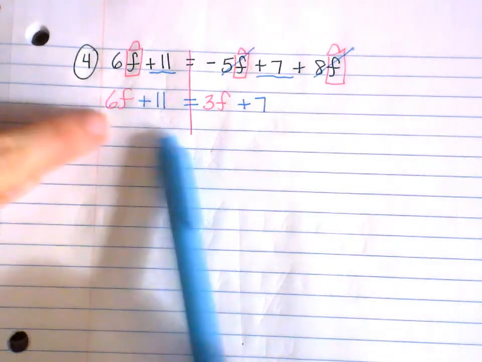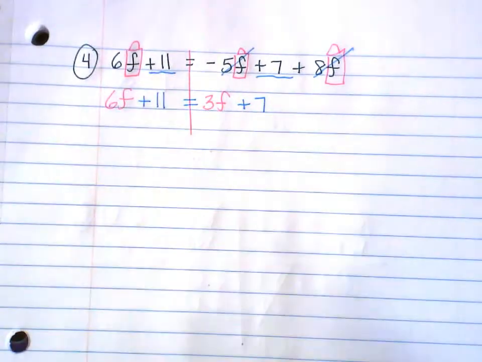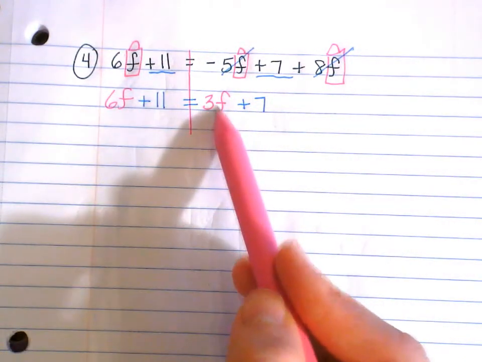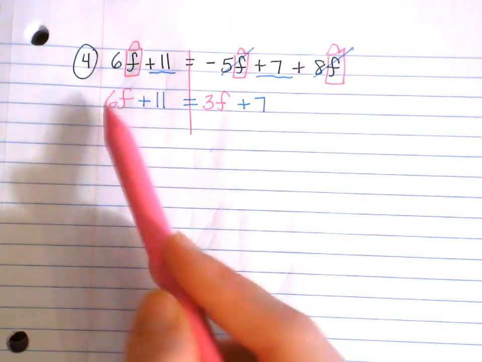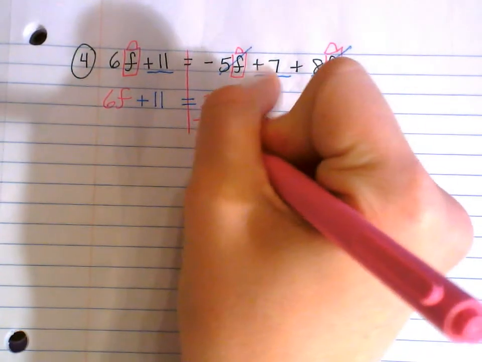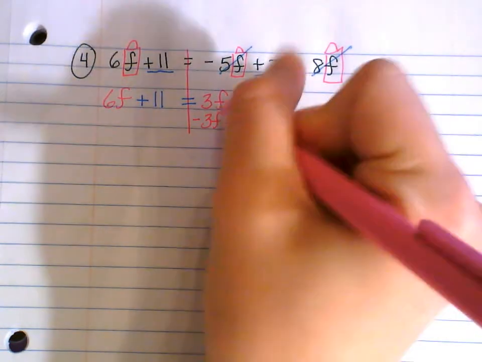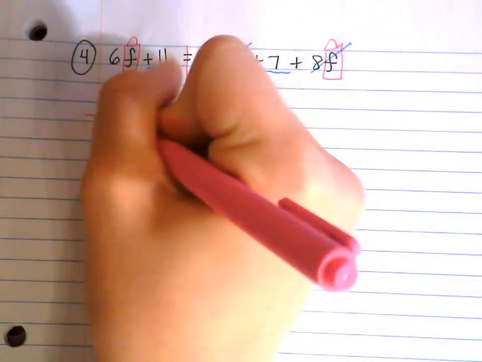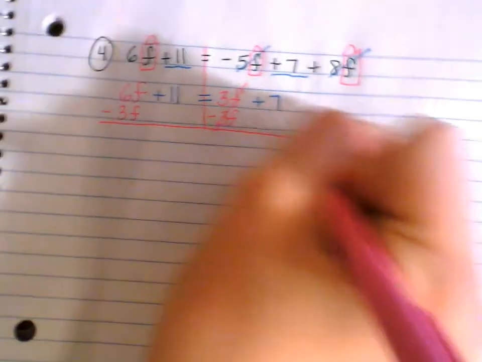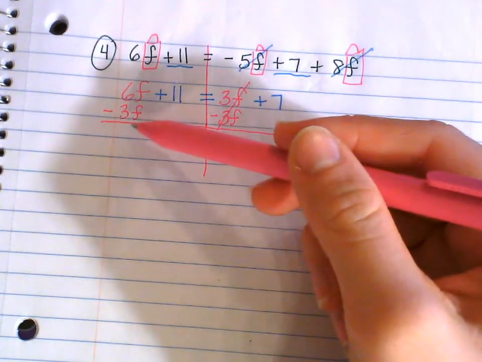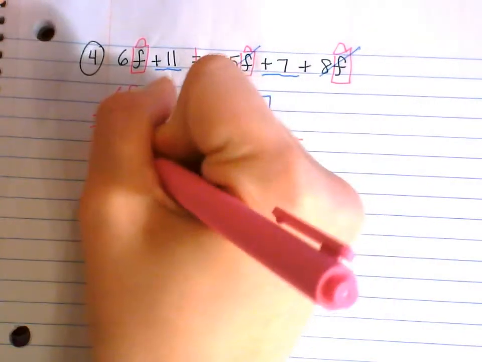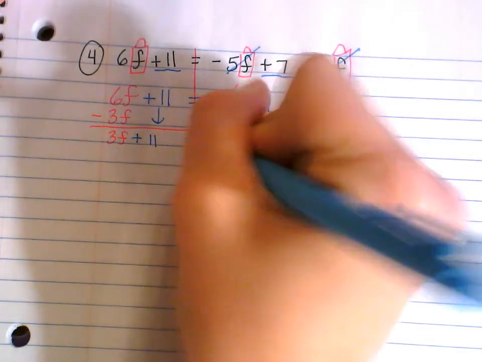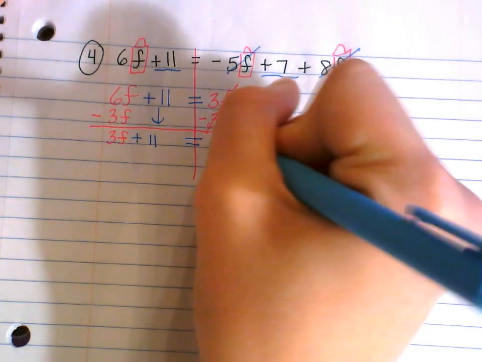So now, we cannot combine anything on each side. So now we have to get the f's to one side and the constants to the other. Immediately I see, take the 3f over here, because 6f is bigger. 6 is bigger than 3. I like to keep it positive. Negative 3f's goes away, leaves us with nothing. What we do to one side, we do to the other. So subtract 3f from both sides. 6f's, take away 3f's, leaves us with 3f's still. Bring down the plus 11, the equal sign, and the plus 7. You don't have to write that plus sign.